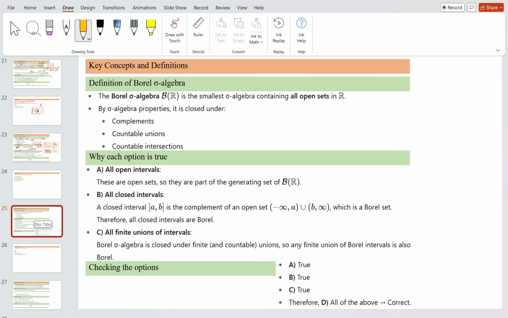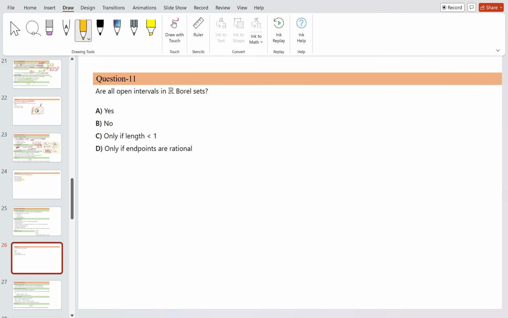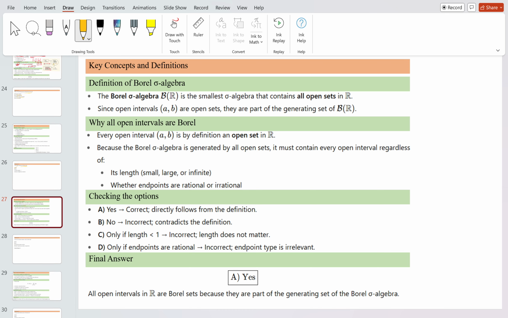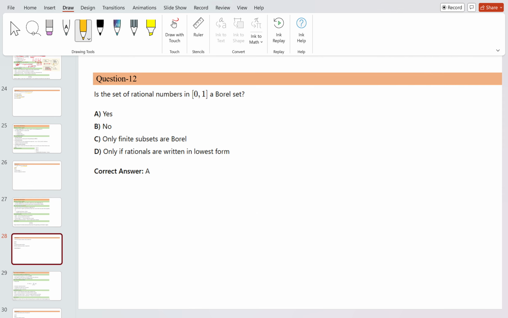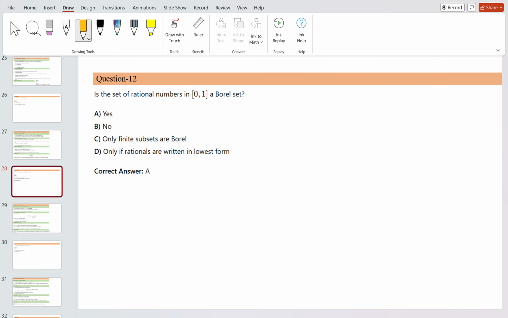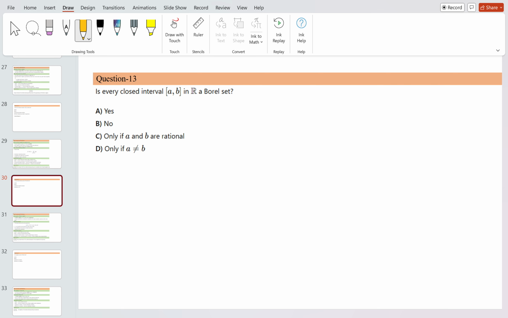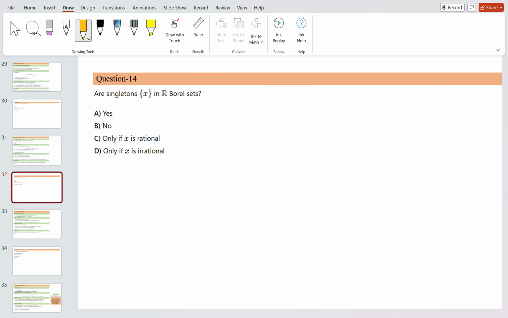Okay, let's move further. All the open intervals in those sets, which is actually correct, yes, all the open intervals also differ depending upon whether it is actually an open set of R or not. Here I've already given the answer. Let's move to a few important concepts. This is Borel sets.